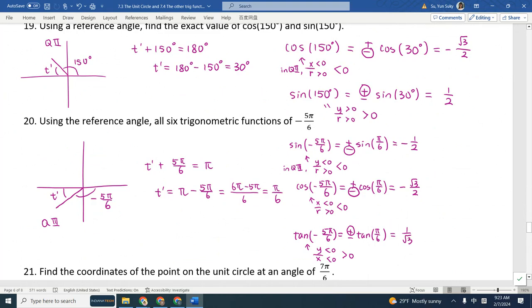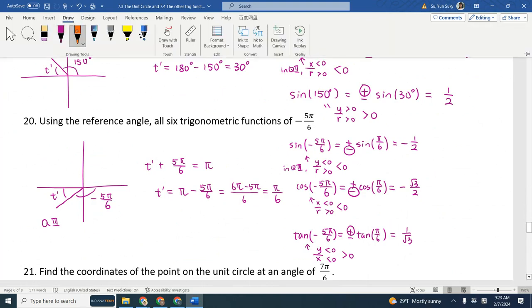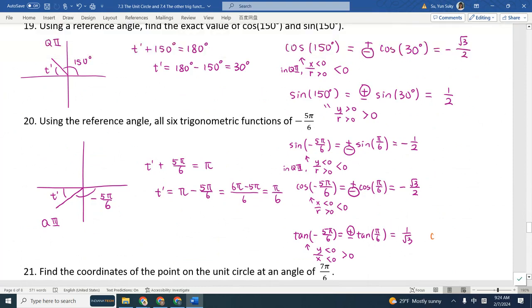Right, everybody? Once we figure out the sine, cosine, tangent, what's the cotangent? Reciprocal. Square root of 3. And then the secant. Negative 2 over root 3. And the cosecant. Negative 2. Yes, once we figure out those three, these three we just flip.